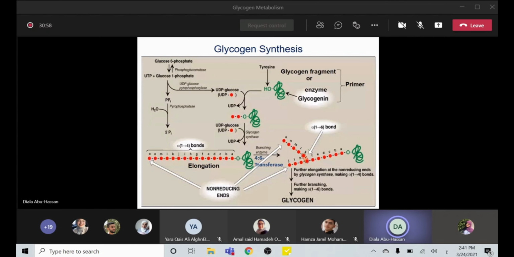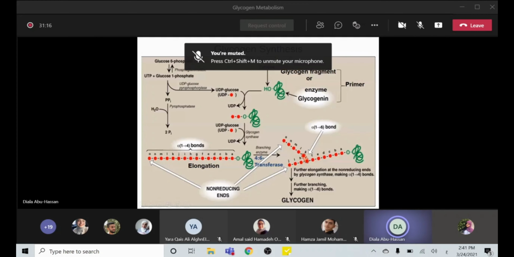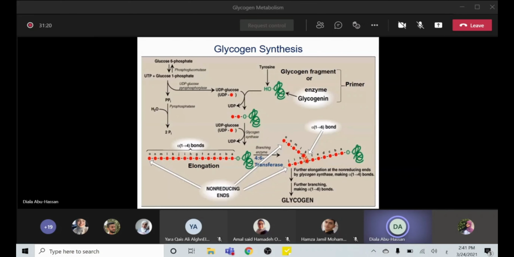Let's discuss the reactions of this pathway. We start, as you remember, with glucose 1-phosphate. That may come from glucose 6-phosphate. For example, the glucose that entered the cell might be phosphorylated as glucose 6-phosphate for the purpose of degradation, and then the cell may find that there is an excess. I don't need to degrade it through glycolysis, so let's just store it in the form of glycogen.